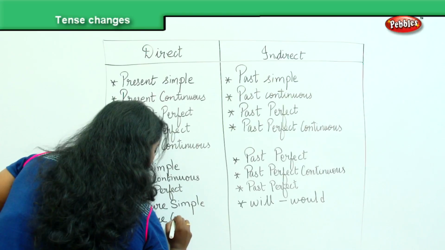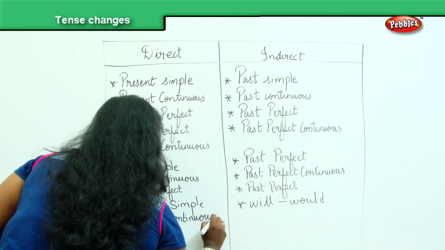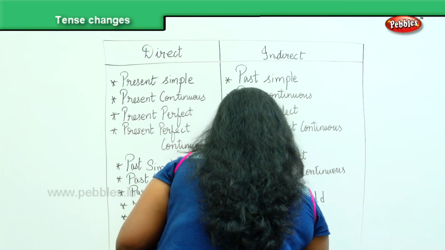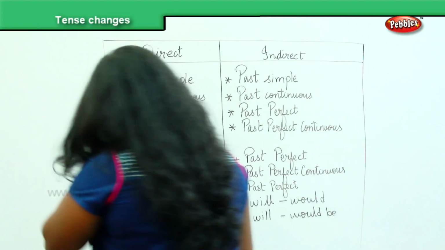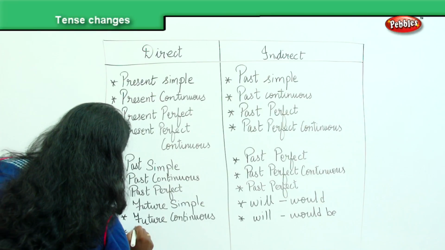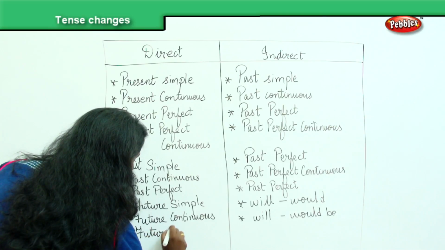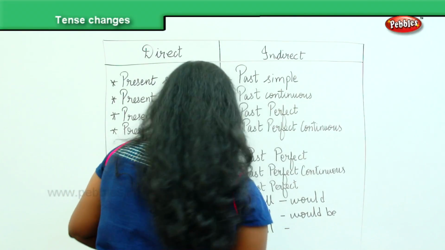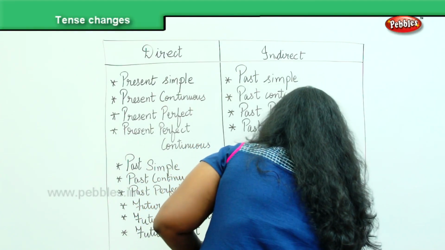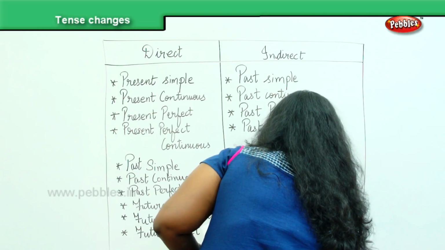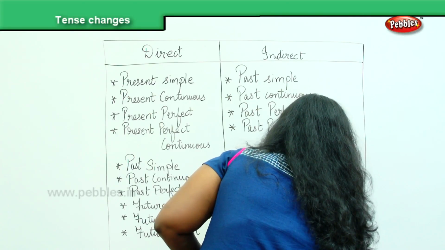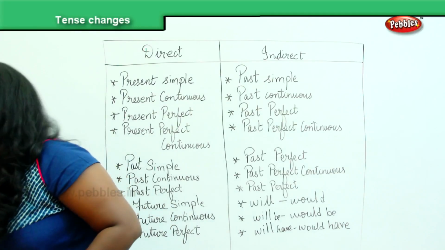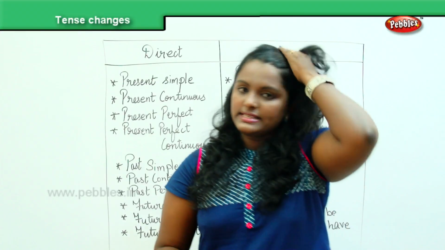Future continuous: your will be becomes would be, and your last probable tense, future perfect: your will have becomes would have. So these are the possible tenses that you might get your direct speech sentences into.